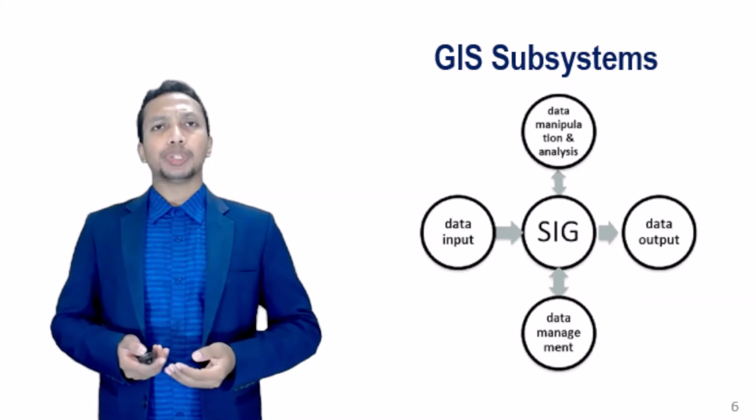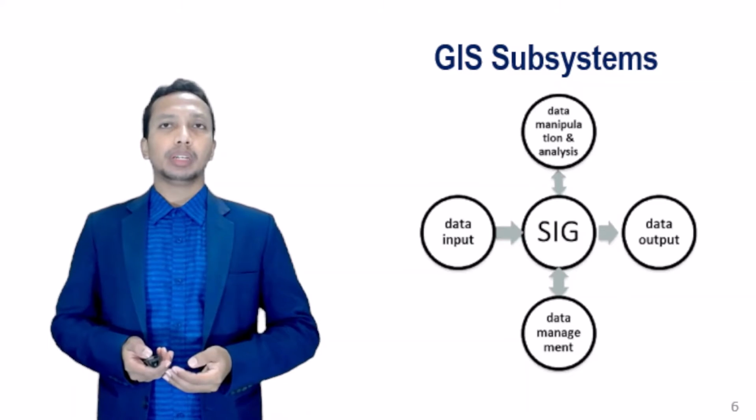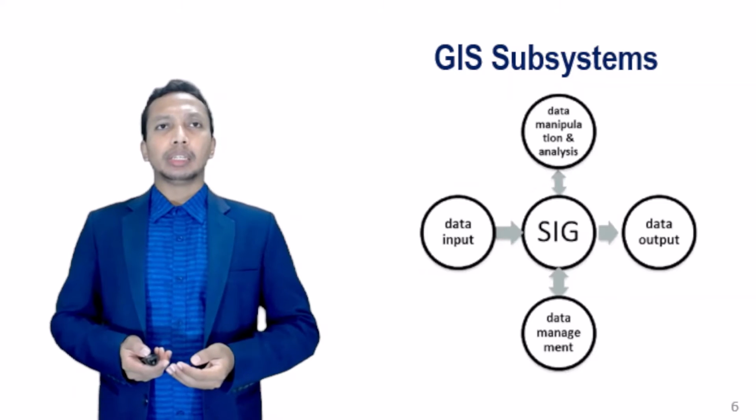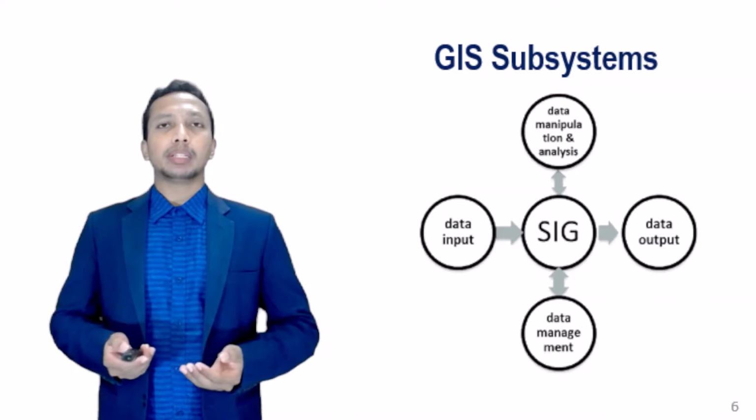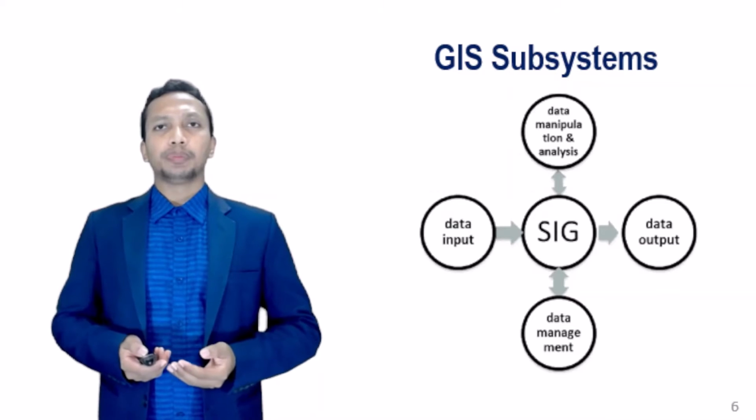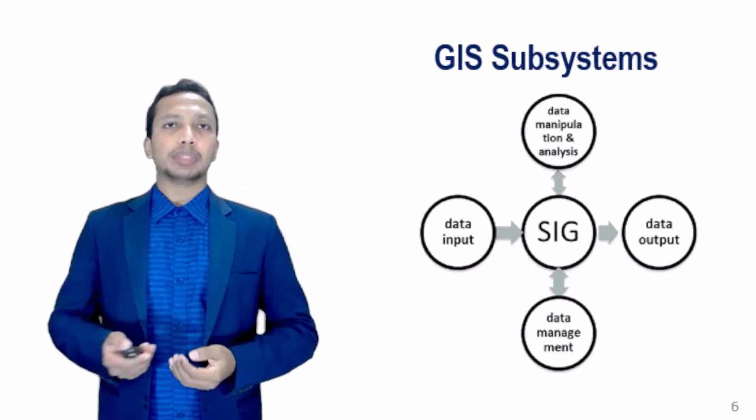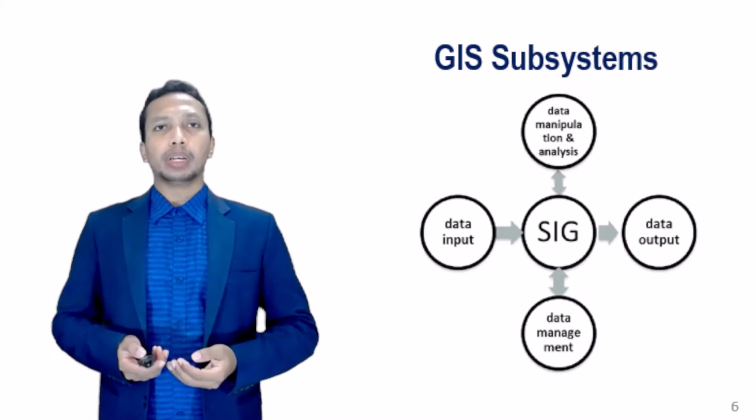A GIS has four main functional subsystems. These are: number one, data input subsystems; number two, data storage and retrieval subsystems; number three, data manipulation and analysis subsystems; and number four, data output and display subsystems.